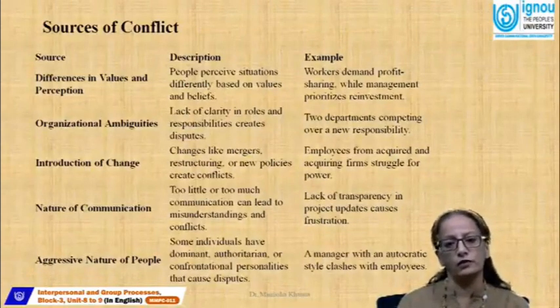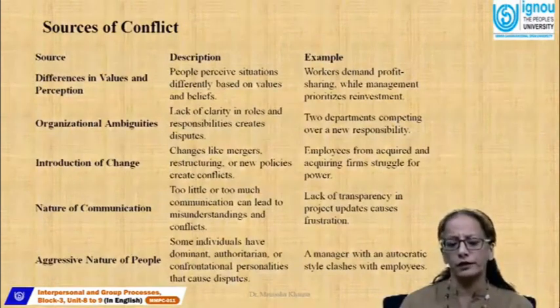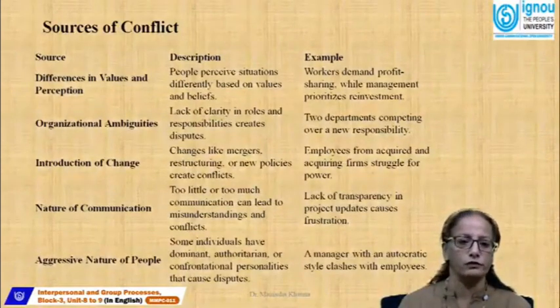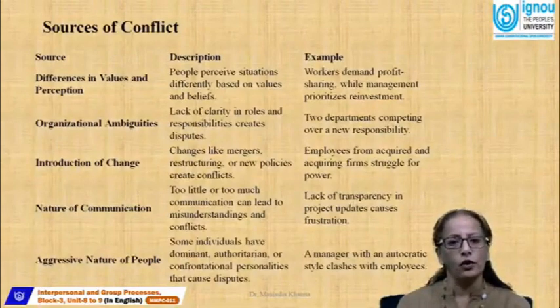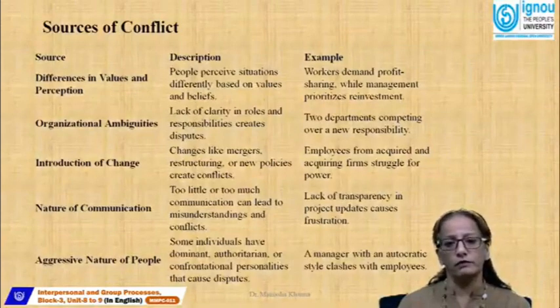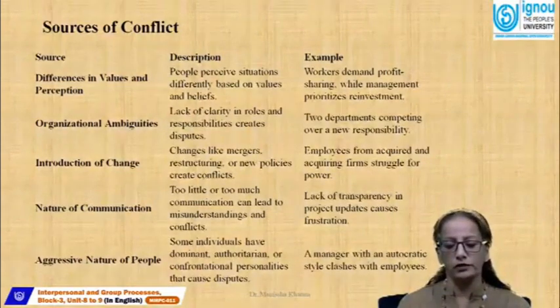When there is a lack of transparency and a communication gap, it leads to frustration and different adverse effects on an individual as well as on the organization. The aggressive nature of people is again a very important cause of conflict, where a manager with an autocratic style clashes with the employees at an organization.